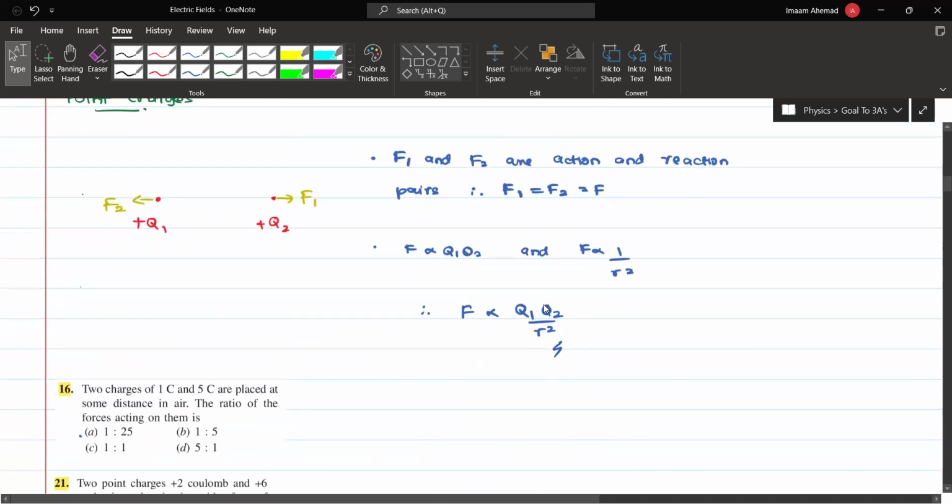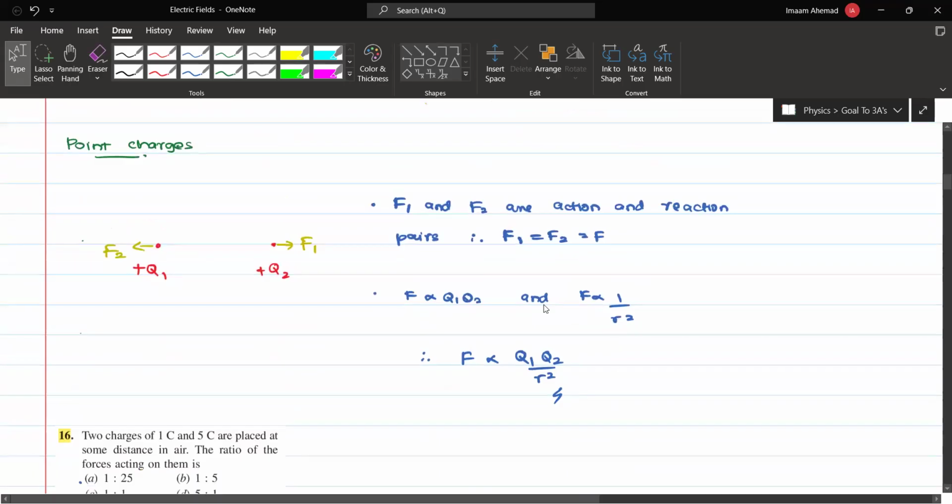Now, let's talk a bit about point charges. You know what a point charge is, right? A point charge means it has negligible volume. Okay, and it has a charge. Those are point charges. They have negligible volume, but have a charge.